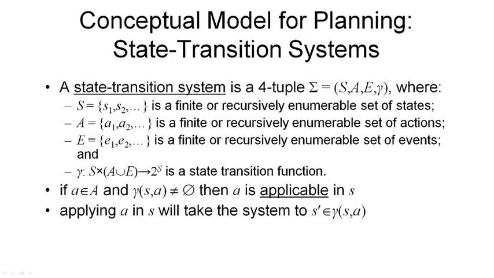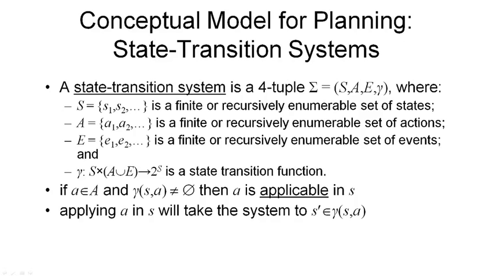The first component, S, is a finite or recursively enumerable set of states. So these are all the possible states the world can be in. This set can be finite or recursively enumerable, which means infinite. But in most of the examples we'll be looking at, we have only finite sets of states, so don't worry about the second part for now.